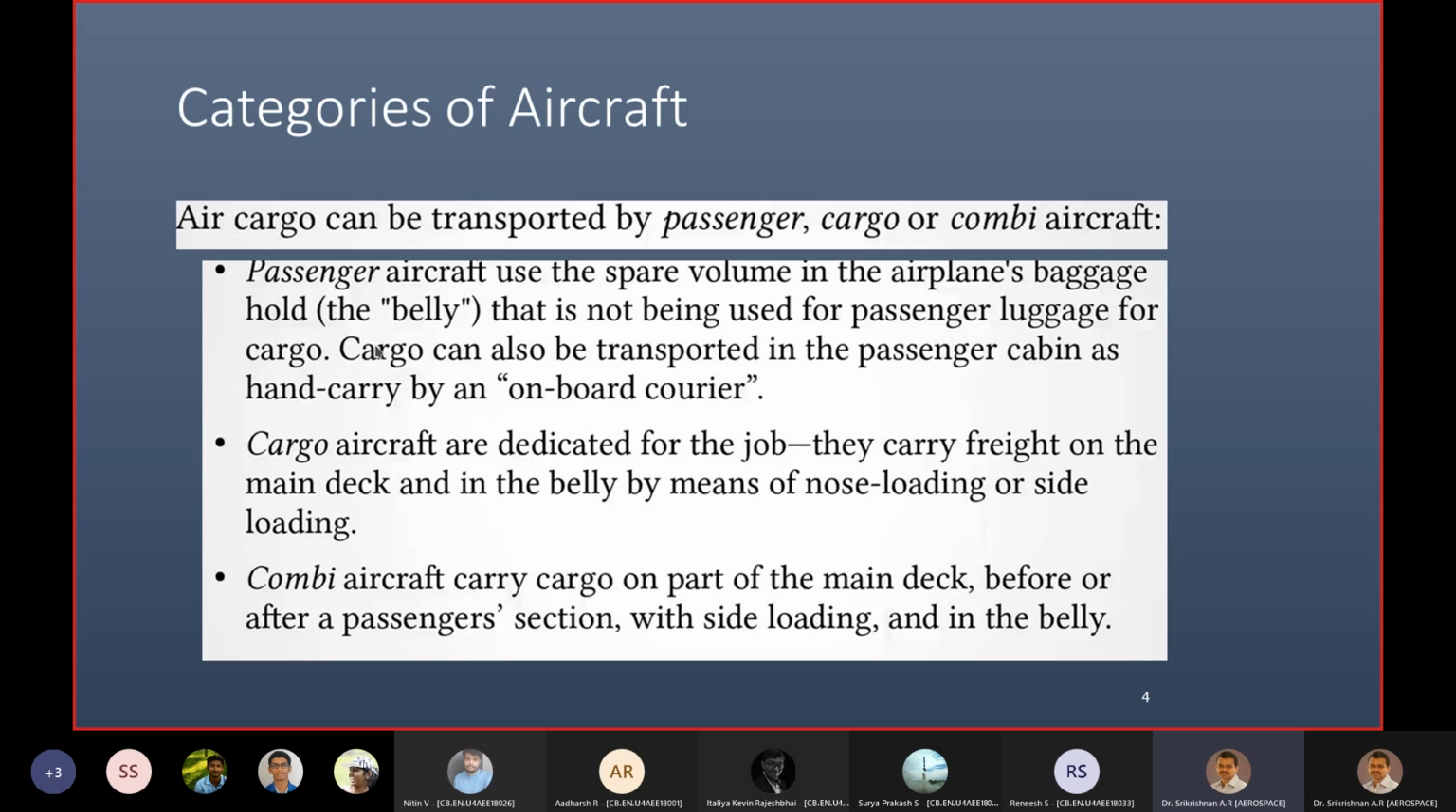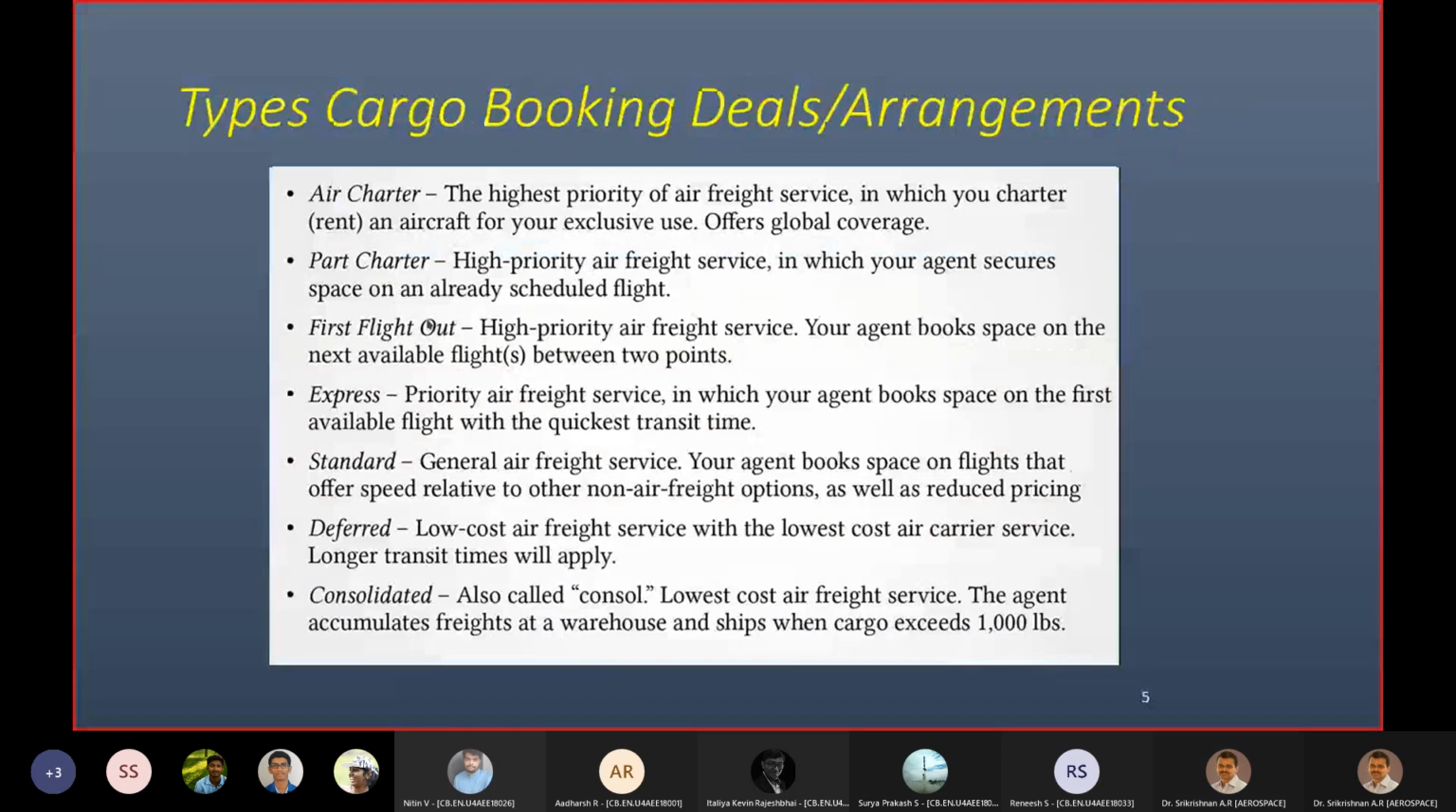And then there are also combination aircraft, where you have passengers as well as cargo. This means you have passengers and their checked-in luggage, and in addition to that, you have pure cargo load also. So all these three can be categorized as aircraft which can carry cargo either partially or fully. And this is about the types of carriers.